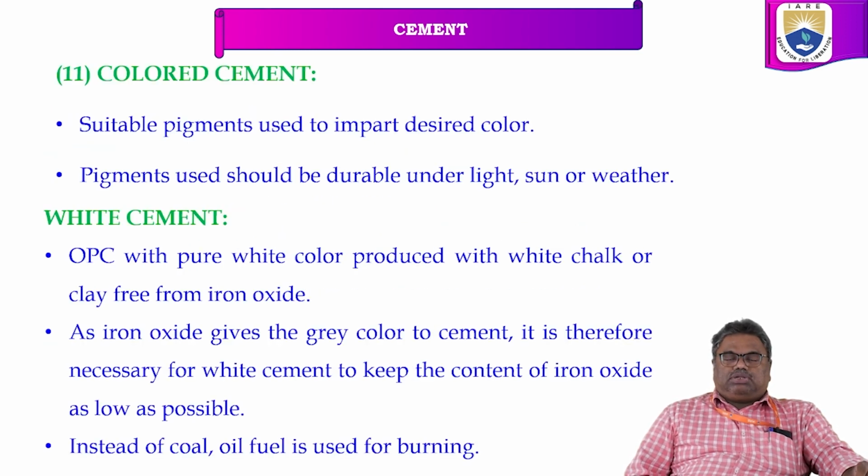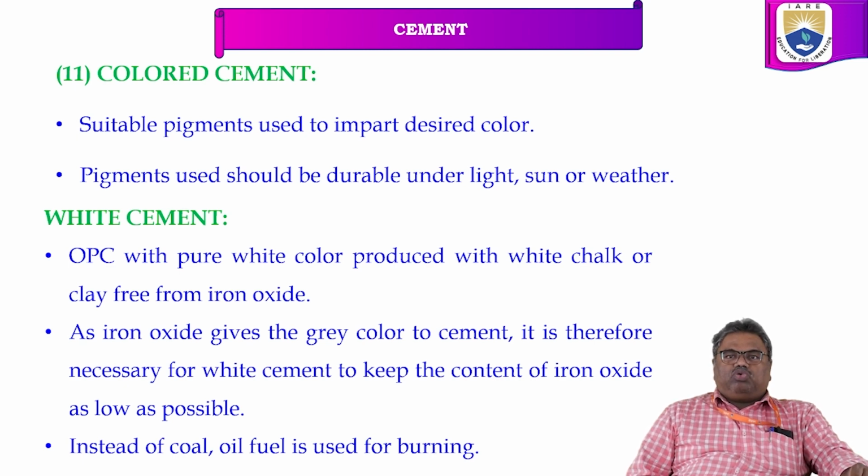Next is colored cement. Suitable pigments will be added to impart the desired color. So you can add pigments in the cement to get the desired color. The pigments used should be durable under light, sun, and weather. The best example of colored cement is white cement. All of you might have seen white cement, the white putty, right?